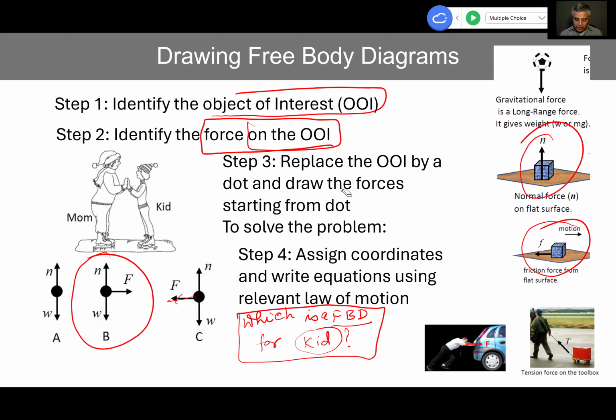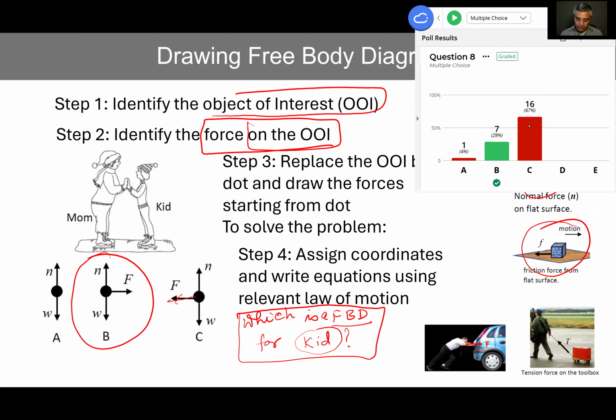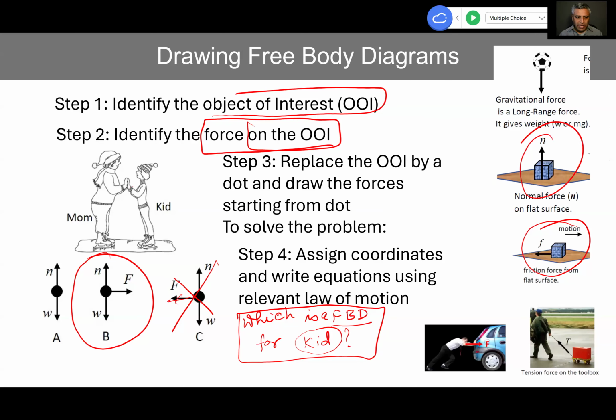So it looks like that's why B is the correct answer in this case. Oops, a lot of you chose C. Did I make a mistake here or did you make a mistake, folks? The kid is getting pushed by the mom, and of course, the mom is pushing to the right, not to the left. So C is not the correct answer here. Anything you would like to add or ask here? A lot of you made a mistake.